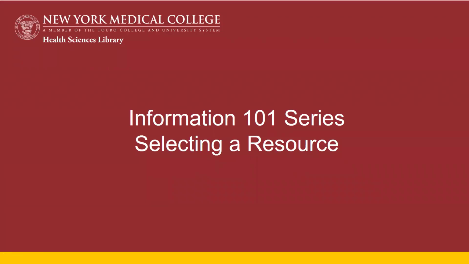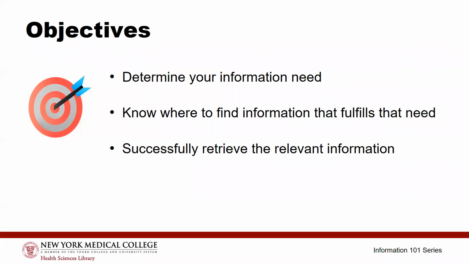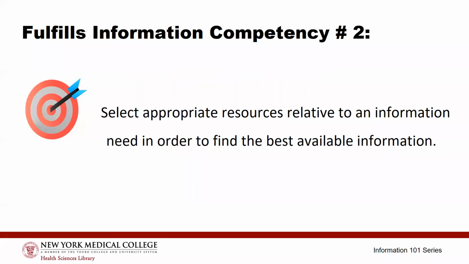Welcome to the Health Sciences Information 101 tutorial on selecting a resource. By the end of this tutorial, you will be able to determine your information need, know where to find information that fulfills that need, and successfully retrieve the relevant information. This tutorial addresses information competency number 2. Select appropriate resources relative to an information need in order to find the best available information.